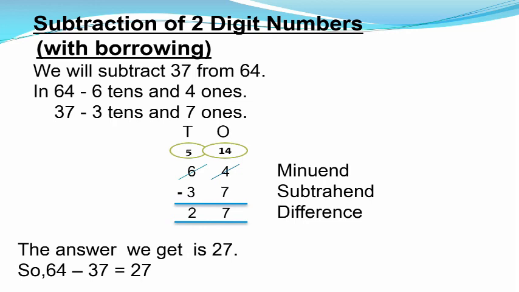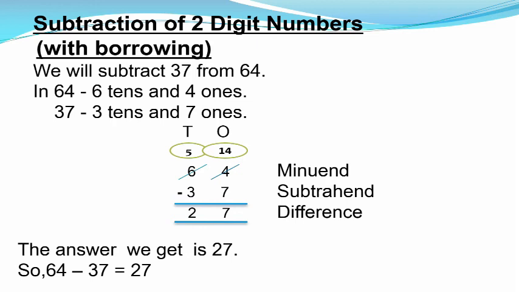Subtraction of 2-digit numbers with borrowing. We have the numbers 64 and 37. In 64, 4 is at ones place and 6 is at tens place. In 37, 7 is at ones place and 3 is at tens place. Let's find the difference. 4 minus 7. Students, we cannot subtract 7 ones from 4 ones. So, we will borrow 1 tens from tens column.